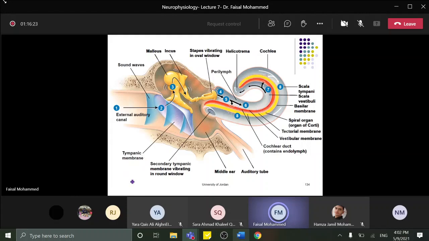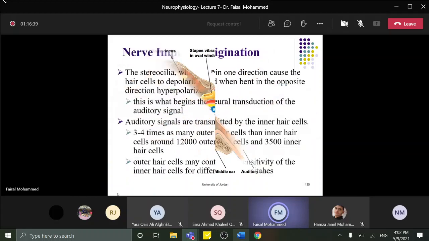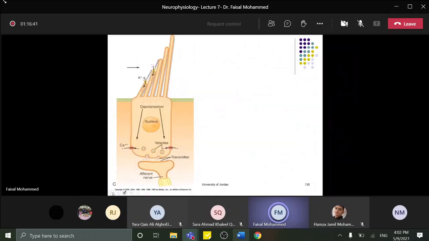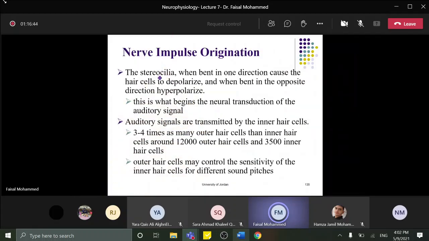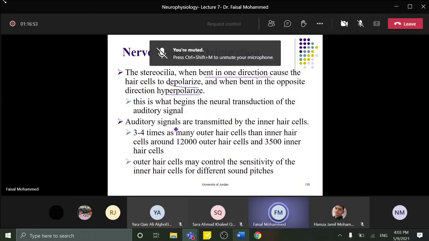It depends on the frequency of the sound. It goes up and down at the same frequency as the sound. Here we said there is endolymph inside, or outside there is perilymph. Then the stereocilia, when bent in one direction, cause depolarization, and when bent in the opposite direction, cause hyperpolarization. How many times depends on the frequency.